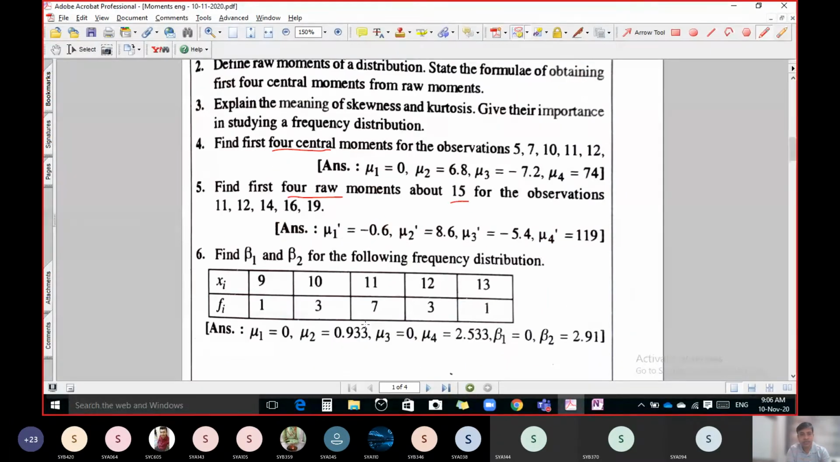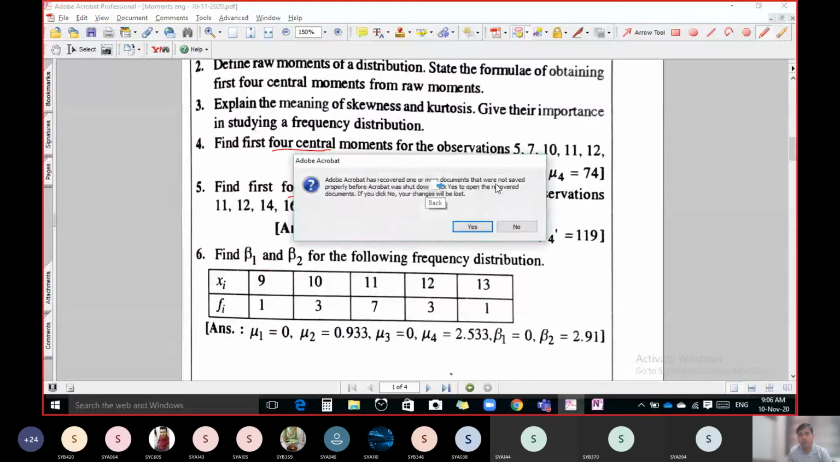Now, see question number 6. Find beta 1 and beta 2 for the following frequency distribution. Listen, to find beta 1 and beta 2, we require mu 1, mu 2, mu 3 and mu 4.